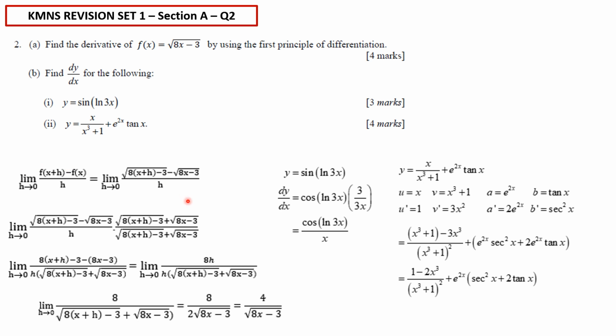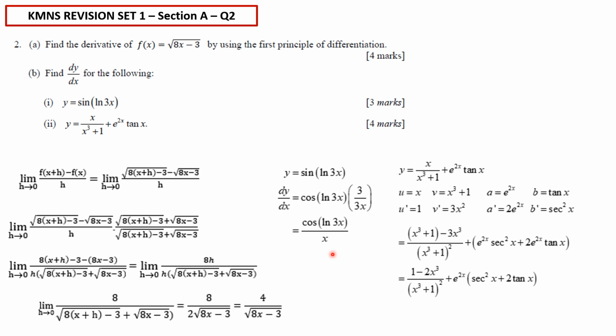The second one asks you to find the differentiation of sine ln 3x. You can differentiate directly because differentiation of sine will give you cos and the angle is the same, but you have to multiply with the differentiation inside the angle, which is 3 over 3x. It can be simplified to 1 over x, so that's why the answer is cos ln 3x over x.